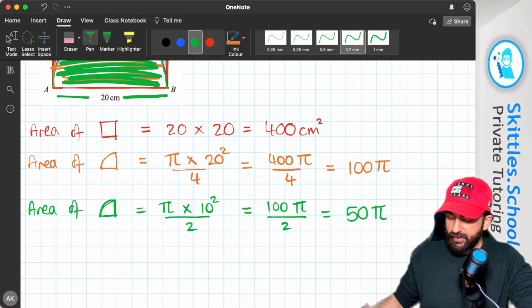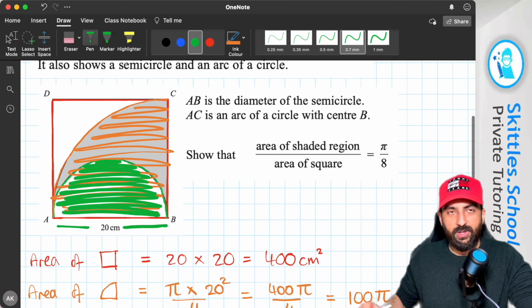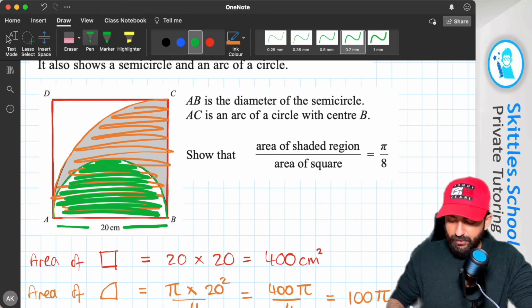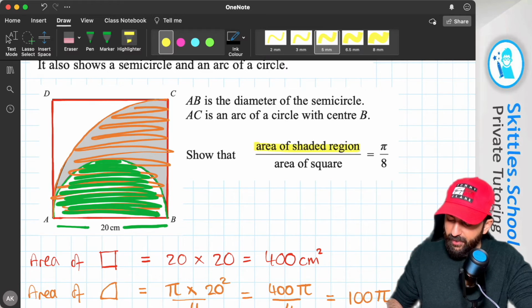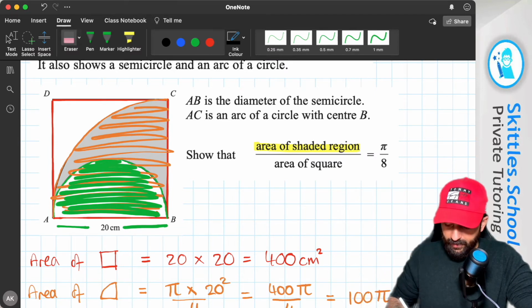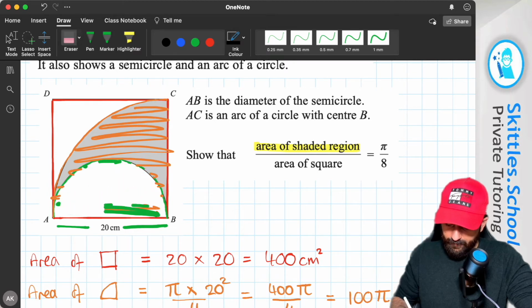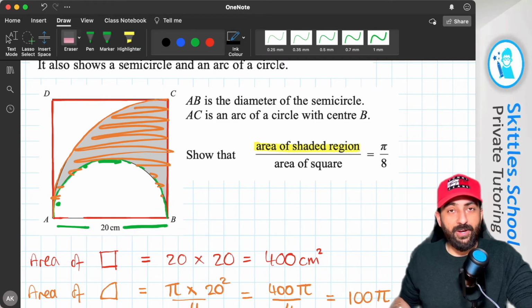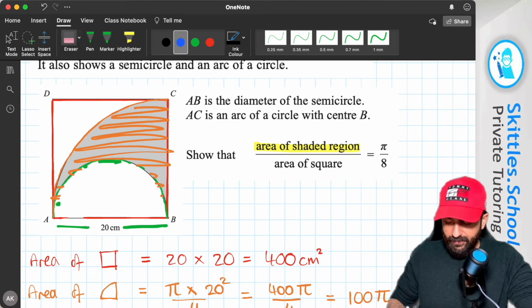But how about solving the area of the shaded region? Because that's what the question asks for, the area of the shaded region. Well, I've drawn it like this on purpose, because if I did the orange shape, which is the whole quarter of the circle, and I subtracted the area of the semicircle, we are left with the area of the shaded region. So let's do that.